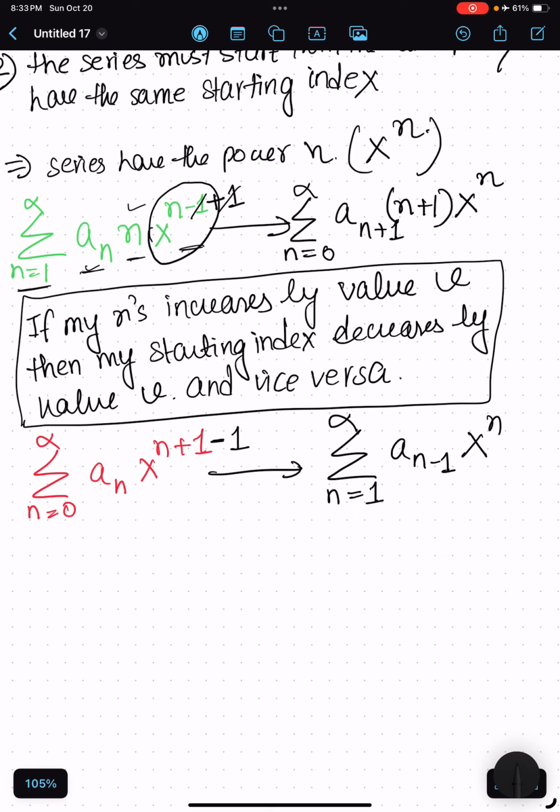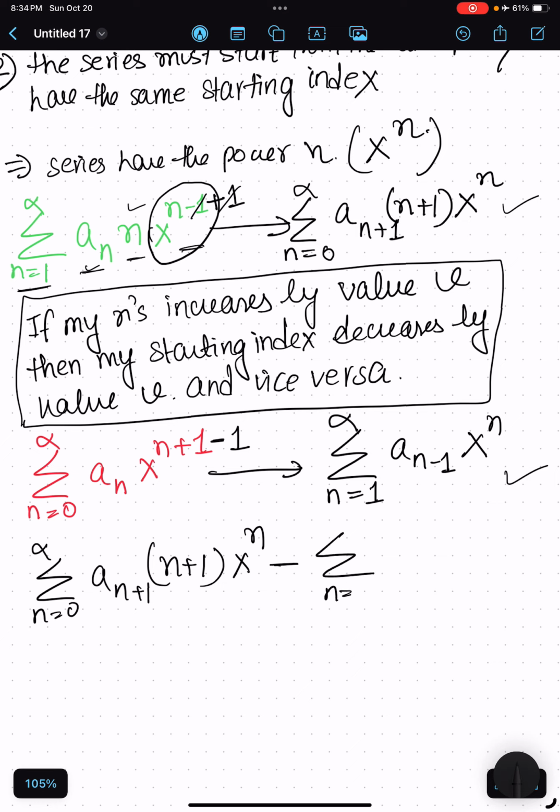All right, so we have our two summation series, so rewrite that. So now we have summation n is equal to 0 to infinity a sub n plus 1 times n plus 1 x to the power n, then minus summation n is equal to 1 to infinity a sub n minus 1 x to the power n equals 1 minus x. All right, so we fulfilled our first condition.